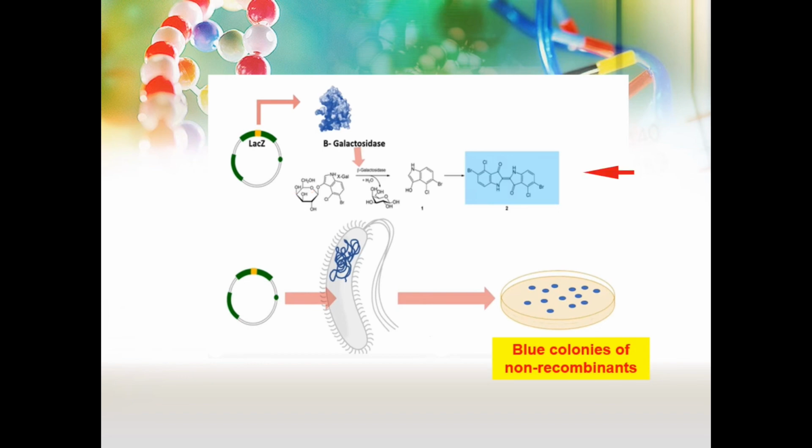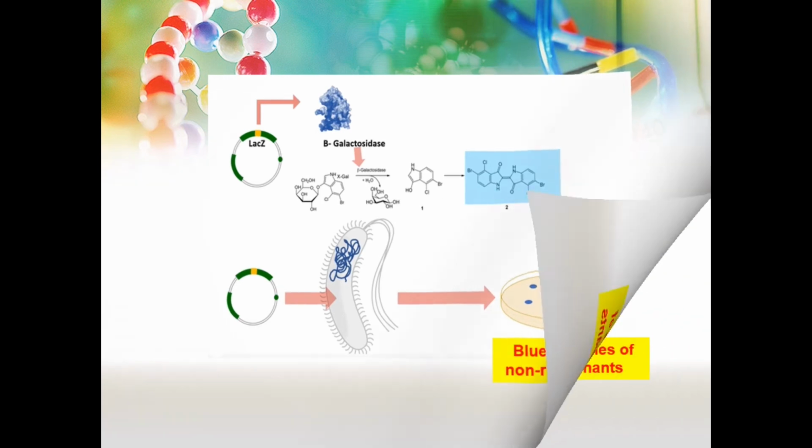So when we introduce this plasmid, which is a non-recombinant plasmid right now, not having any foreign gene, and it enters the bacterial cell, that is, transformation occurs. Due to the formation of the colored product, these bacteria will form blue colored colonies. So this is the first case, where transformation of bacteria takes place by a non-recombinant plasmid. So non-recombinants form blue colored colonies.